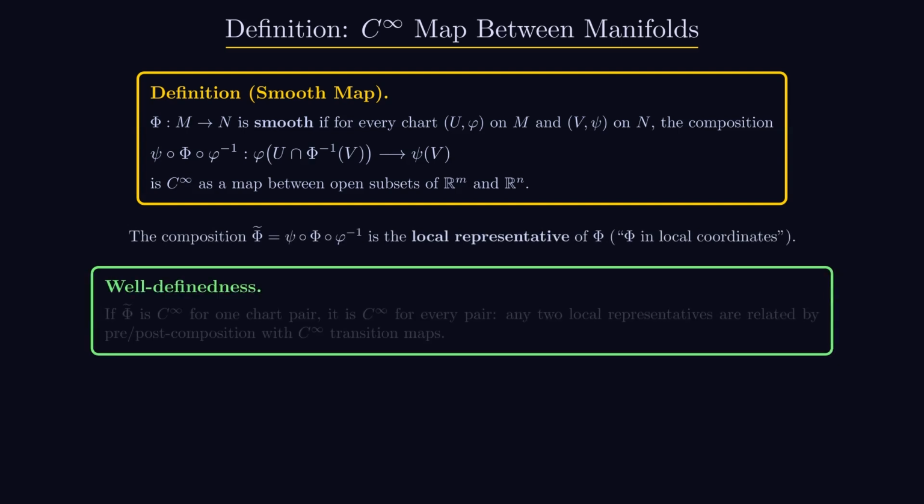And crucially, as we promised, this definition does not depend on the choice of charts. Any 2 local representatives of the same map are related by pre- and post-composition with the C infinity transition maps of the atlases. So, if one local representative is C infinity, they all are.